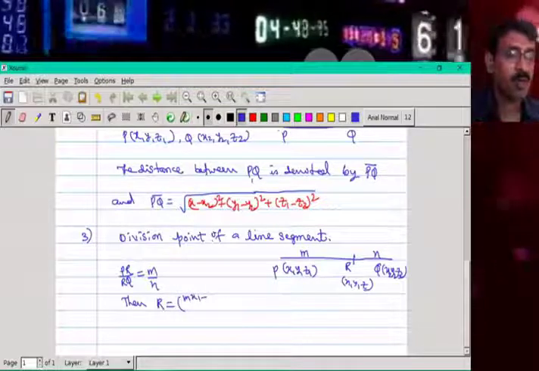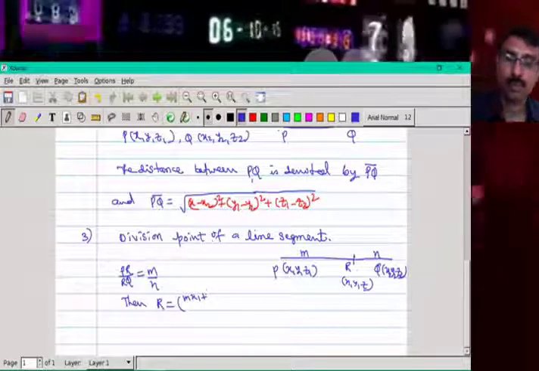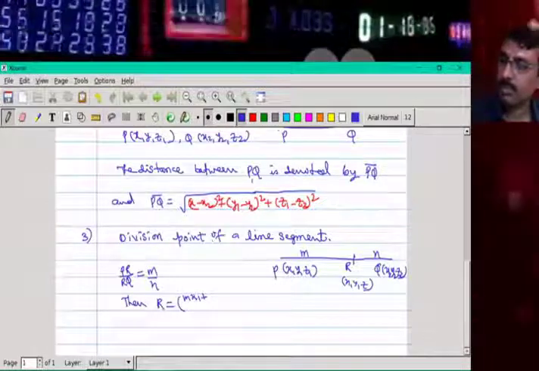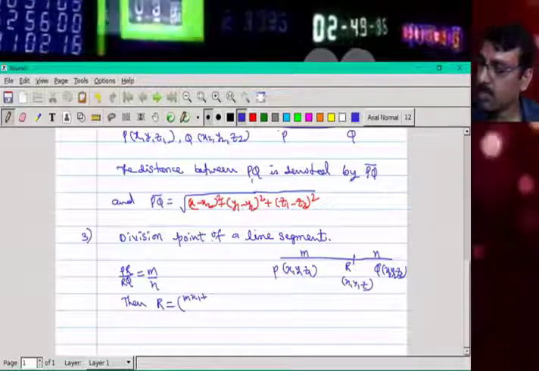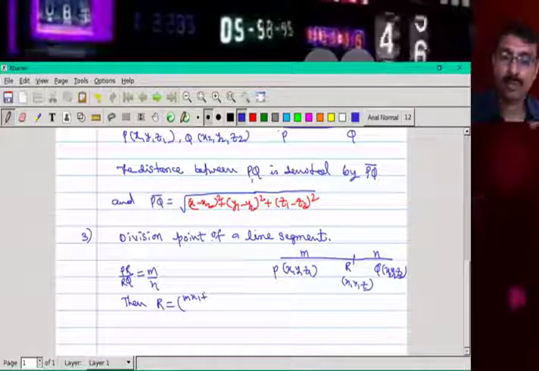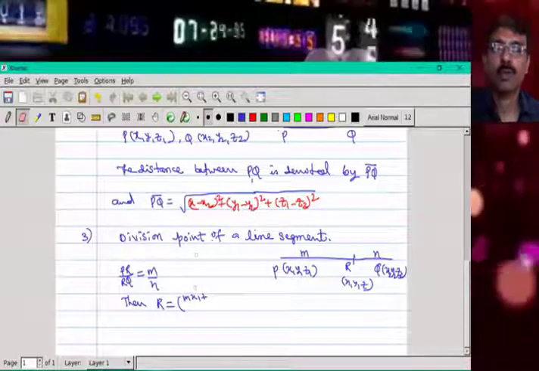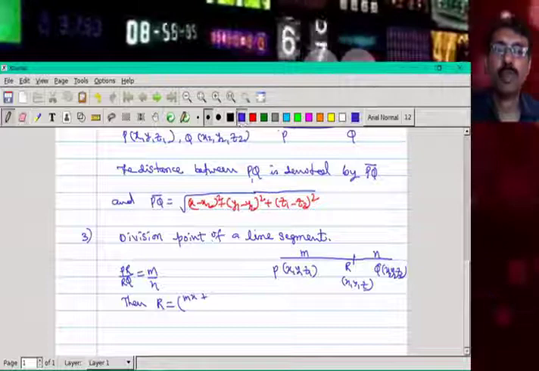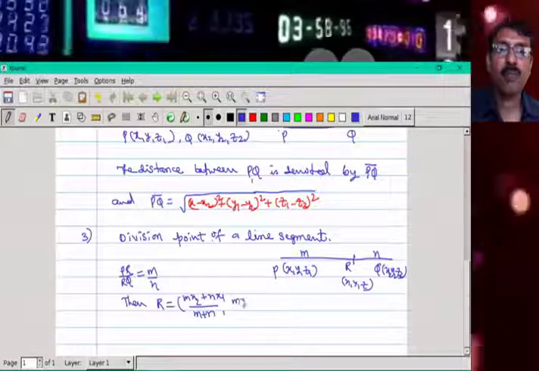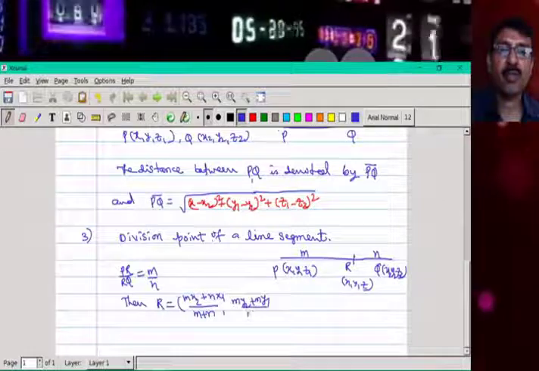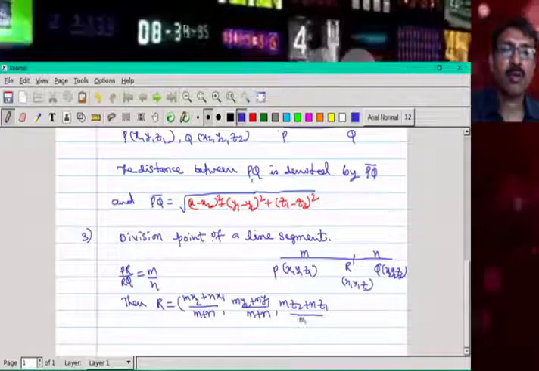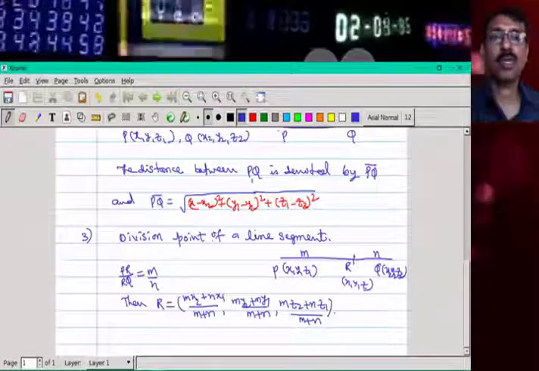R equals (mx2 plus nx1 by m plus n, my2 plus ny1 by m plus n, mz2 plus nz1 by m plus n). So this is the division point formula.